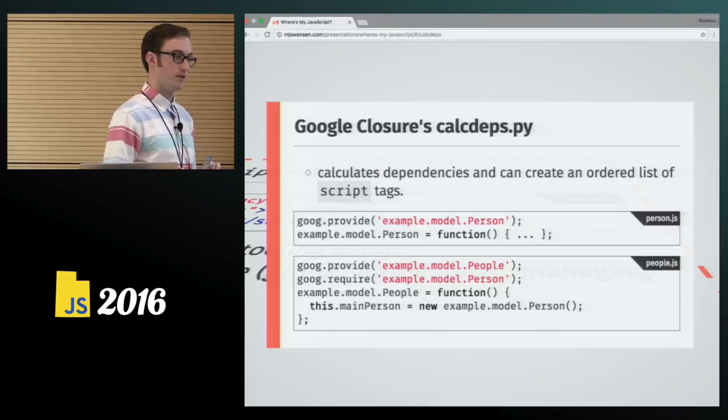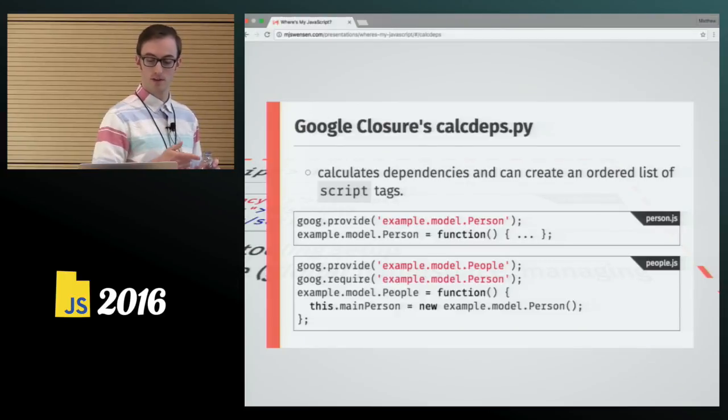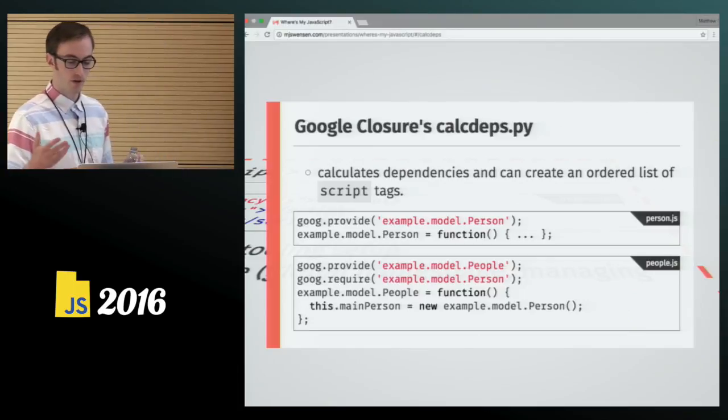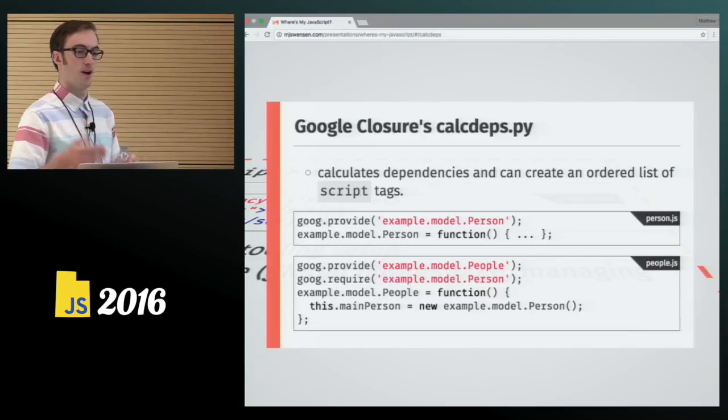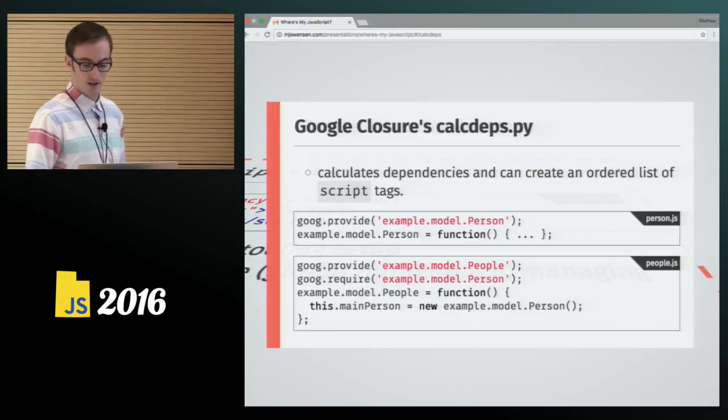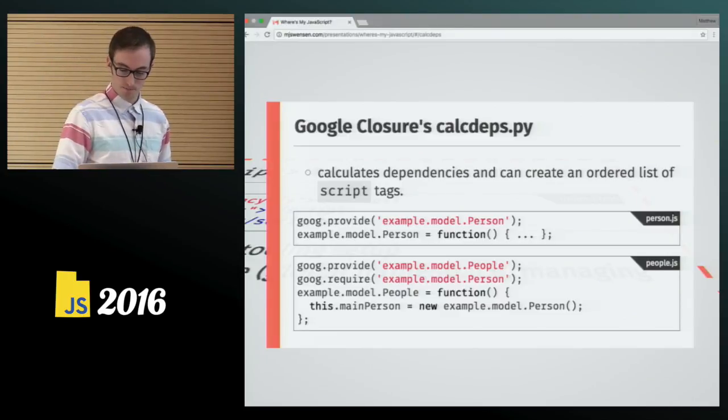So assuming you've done that, you can use calcdeps to, among other things, generate a list of ordered script tags for you. Okay, so in this case, you run it through and you get two script tags. You get person.js first, and then people, because person needs to come first. Okay, but at this point, you've introduced a build step, and if you're going to do that, there's a lot of other options, which I know many of you are aware of. But I just wanted to mention it.